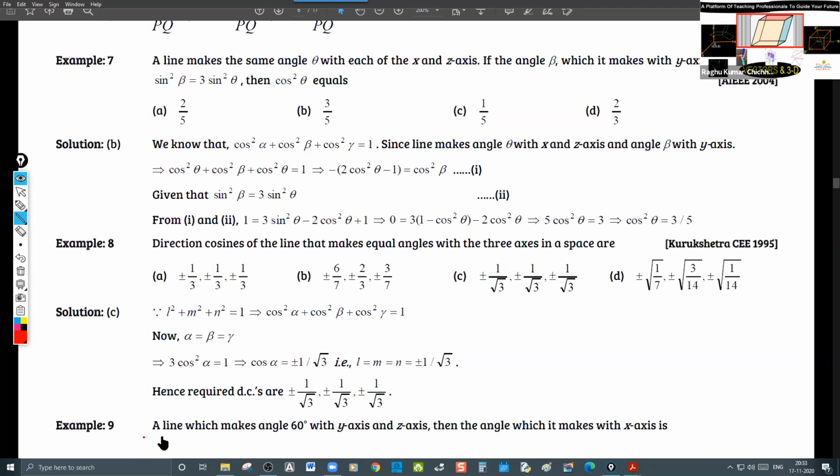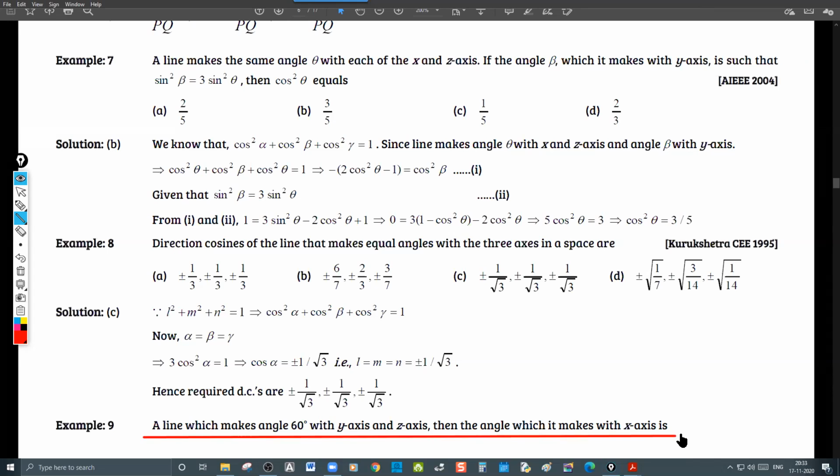A line which makes angle 60 degrees with y-axis and z-axis. The angle which it makes with x-axis is? Come on, tell me that simple question. Yes, sir. 50 degrees? No, sir. One minute, sir, we'll tell the answer. Please try it.